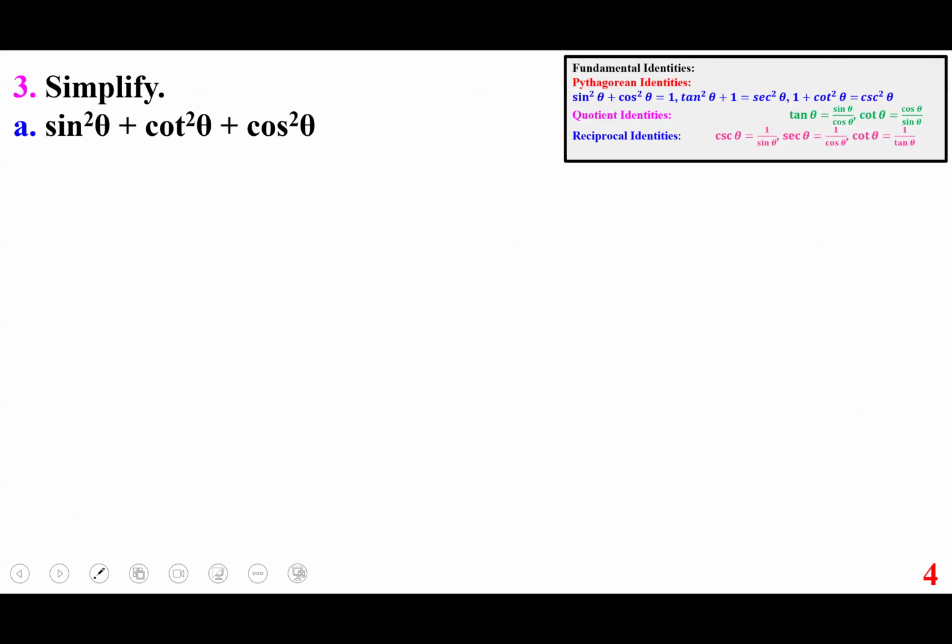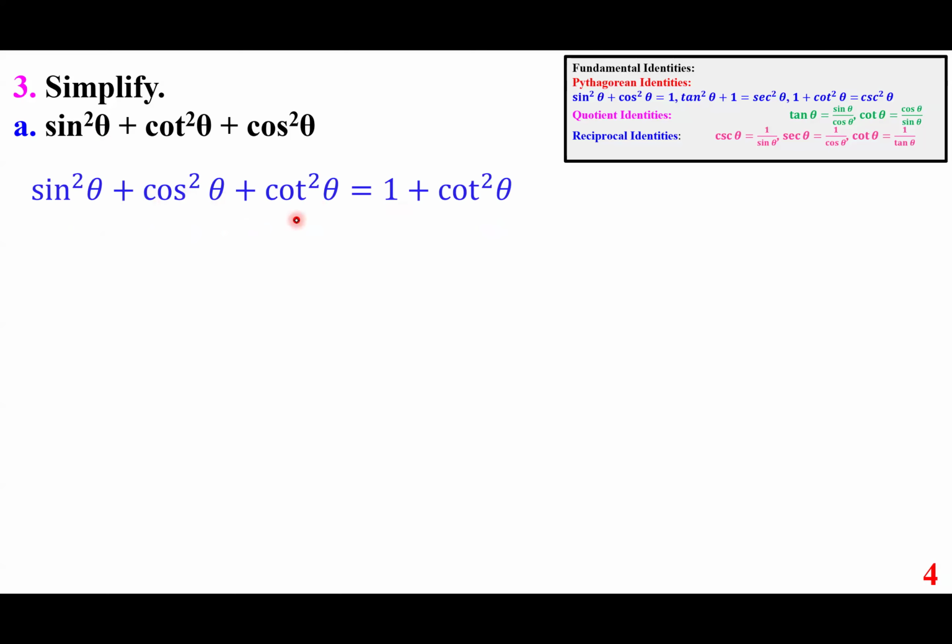We want to simplify sine squared plus cotangent squared plus cosine squared, reminding you of various fundamental identities, whether it's Pythagorean identities, quotient identities, or reciprocal identities. Those are extremely important for us to know. So we don't have to move it, but let's move sine squared and cosine squared next to each other so everybody can see these two. Of course, they add up to 1, and 1 plus cotangent squared is cosecant squared, and we're done.